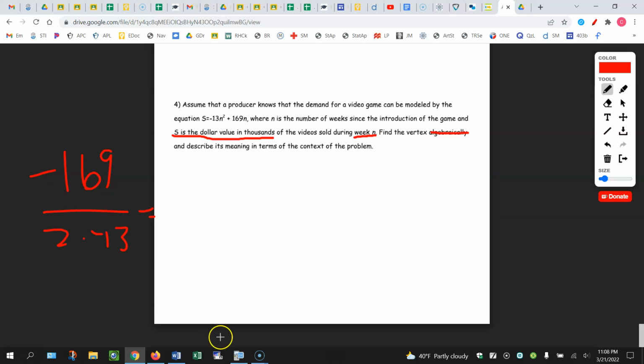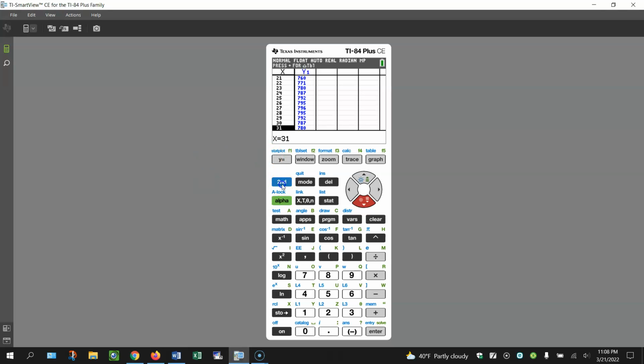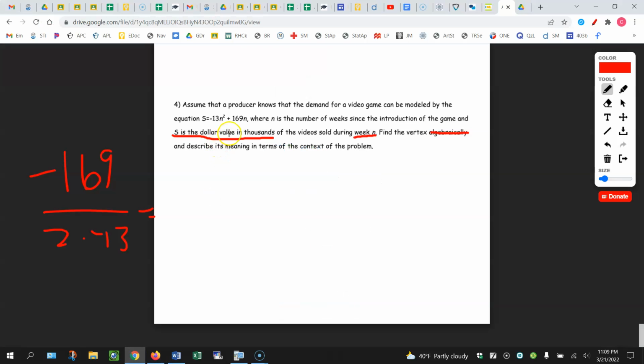For some reason, I'm struggling to do this math in my head right now, so let me take the calculator and do it. So we got negative 169 divided by 2 times negative 13, 6.5. All right. So that's going to be an issue. All right. So let's do this. We're going to have to change this.